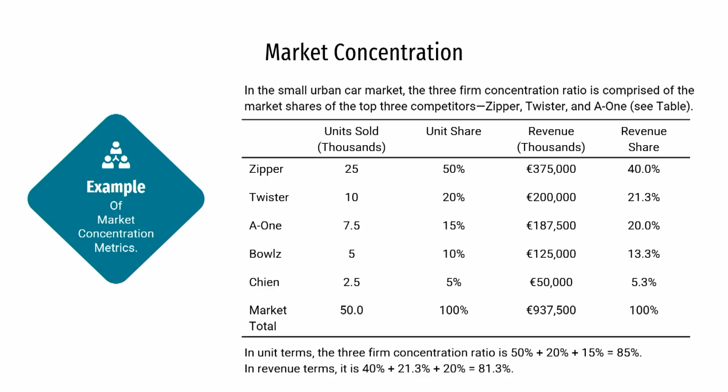So, the calculation is done here. The same example we have calculated in terms of unit share and in terms of revenue share. In unit terms, the 3 firm concentration ratio is 50 plus 20 plus 15, that is 85, but in revenue terms it is 81.3. So, what does it imply? It implies that these 3 firms are probably offering prices lower than the remaining firms.